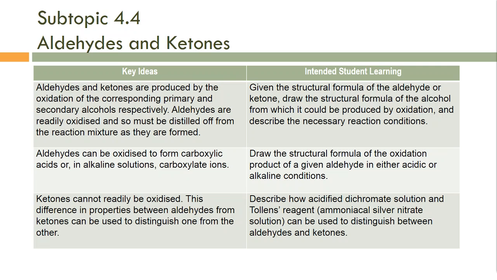Next, draw the structural formula of the oxidation products of a given aldehyde in either acidic or alkaline conditions. Something a bit different there, all right? You would get different products depending on the condition that oxidation happens. Finally, describe how acidified dichromate solution and Tollens reagent, which is ammoniacal silver nitrate solution, can be used to distinguish between aldehydes and ketones. Something similar to what we do already.